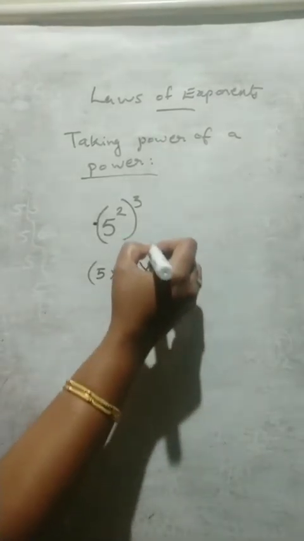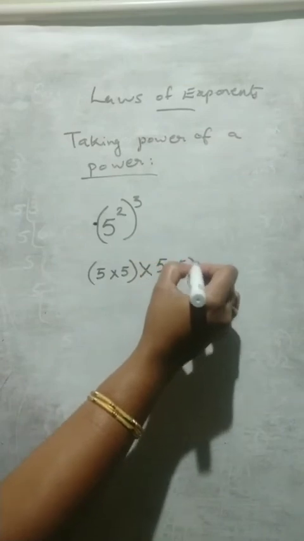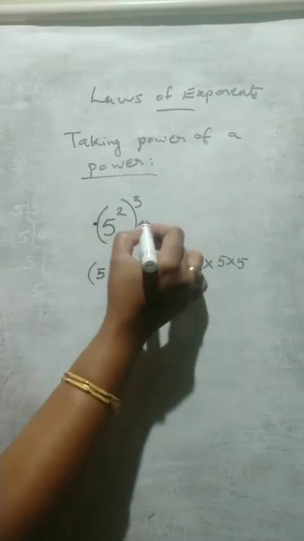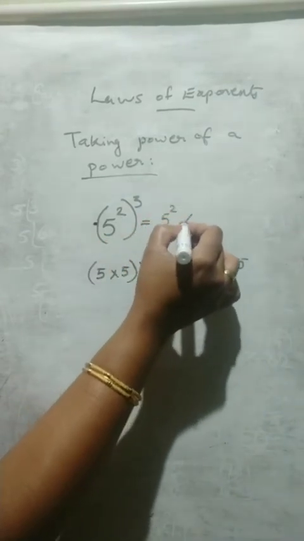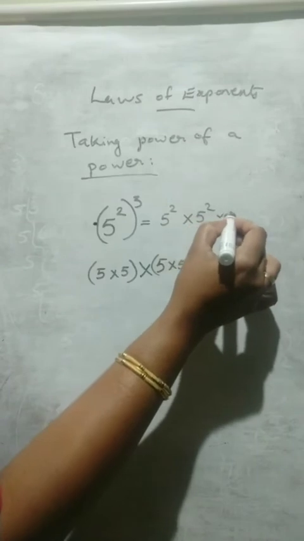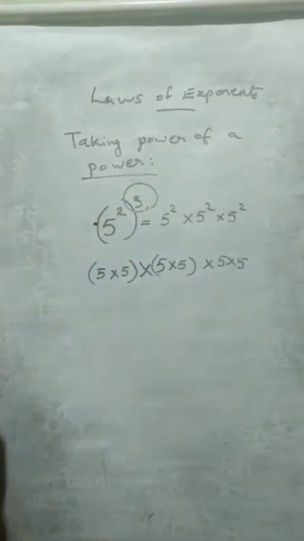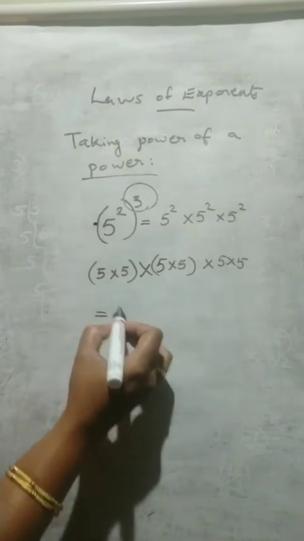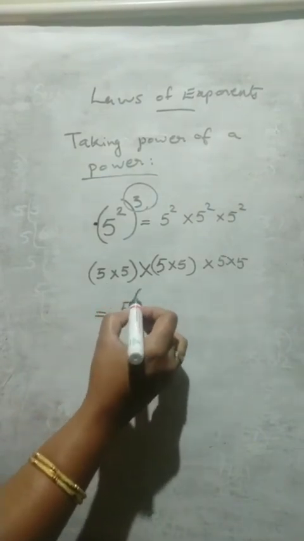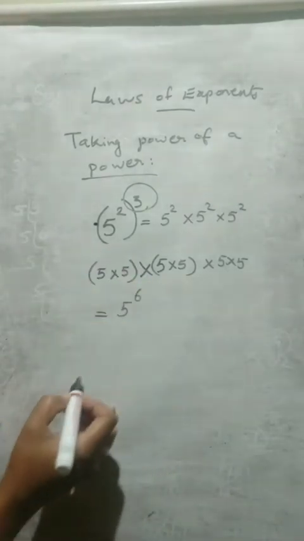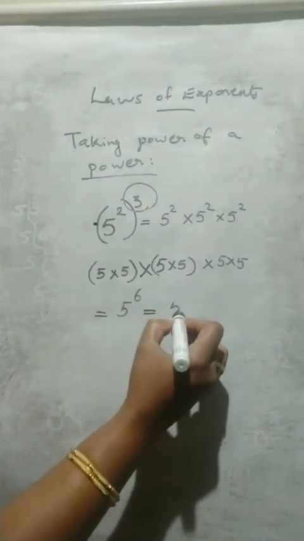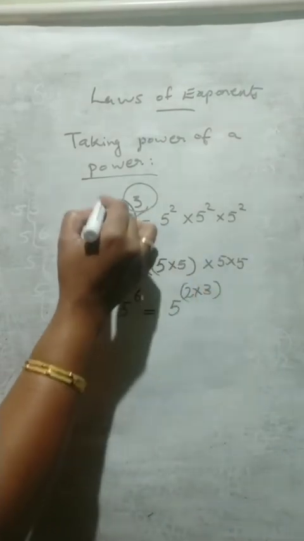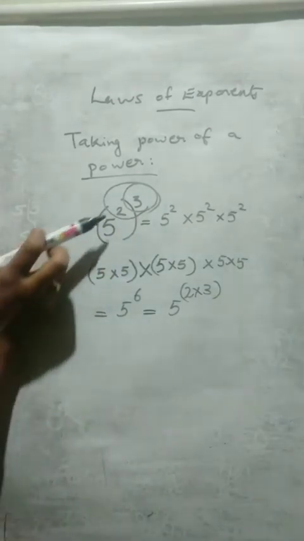Multiplied by how many times? 5 into 5. Again 5 multiplied by 5. That is equal to 5 square, 5 square, 5 square. That is the 3 represented. So actually how many are there? 5 raised to 6. So here we can find 5 raised to 6 equal to 5 raised to 2 multiplied by 3. That is, multiply these two numbers, the exponents.